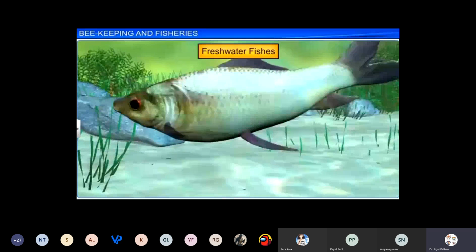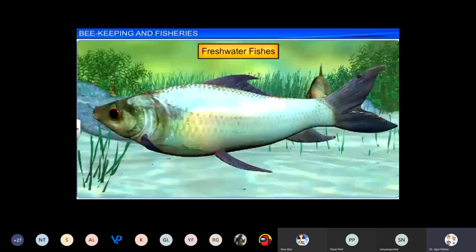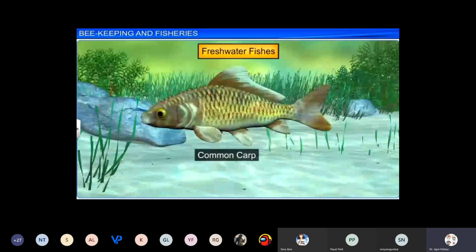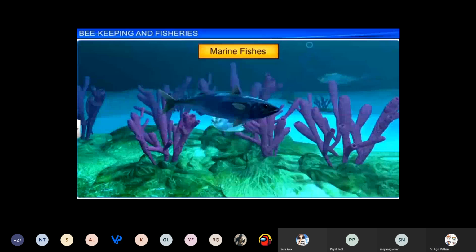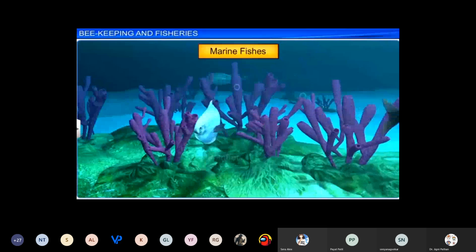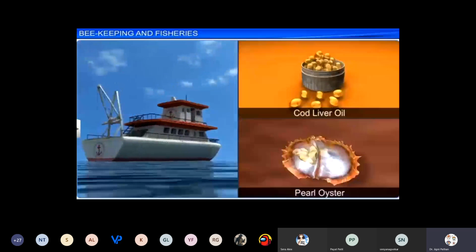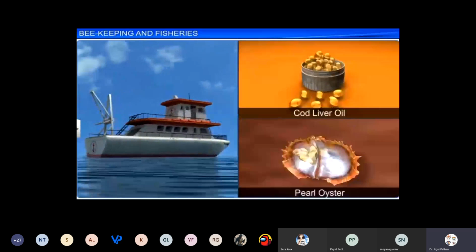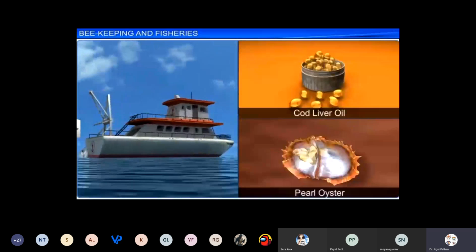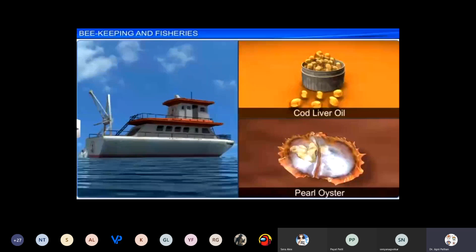the common carp, while marine fish include hilsa, mackerel, and pomfret. Fisheries also provide products such as cod liver oil, which is a nutritional supplement, and pearl oysters have commercial value. Consequently, it forms the livelihood of many people in coastal areas of India.